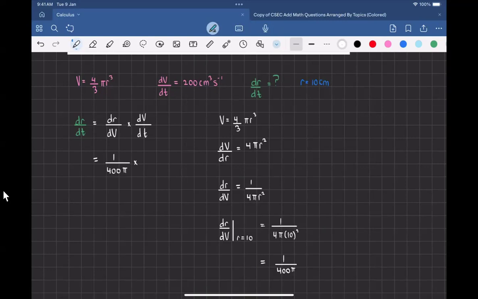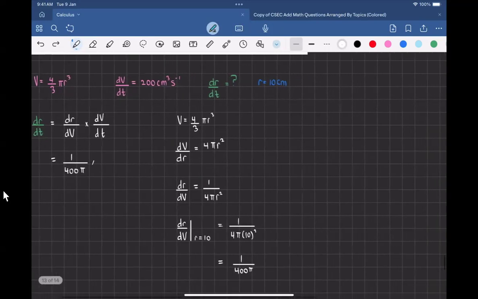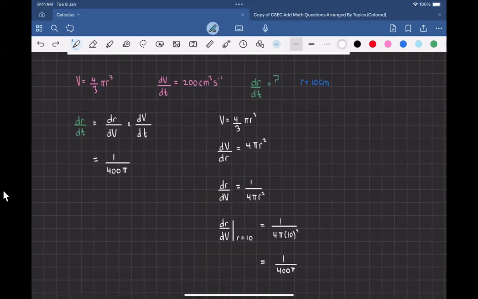What is DVDT? DVDT is 200 cm cubed per second. Before we do anything, let me just put the units for this. If the radius is measured in centimeters and volume is measured in centimeters cubed, what would this work out to be? What is cm over cm cubed? Centimeters. So this centimeter on top would cancel off with one of them over here. So centimeters squared. What is 1 over cm squared?